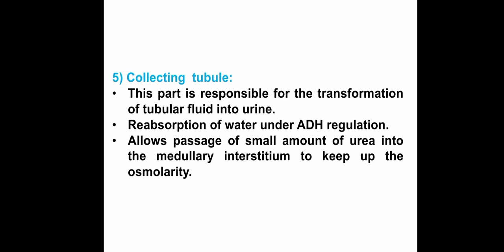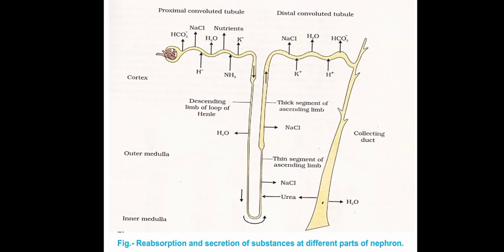This collecting tubule allows passage of a small amount of urea into the medullary interstitium to keep up the osmolarity. So these are the general things. Just look at the arrows: some are going outwards, some are going towards the tubule. The arrows showing outwards mean these substances are reabsorbed and go into the blood. The arrows entering mean these substances are secreted into the tubular fluid. Okay, so that's all for this topic.